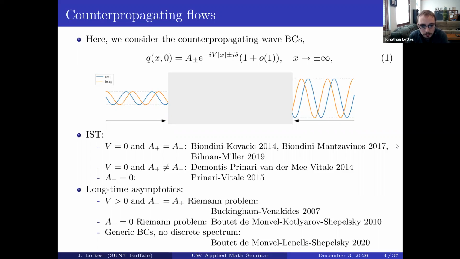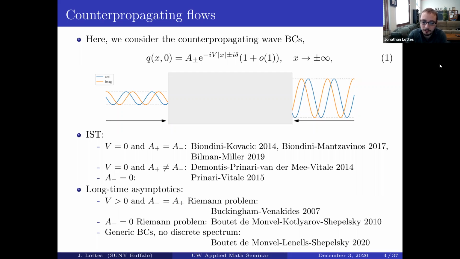In 2007, Buckingham and Venakides did long-time asymptotics for the Riemann problem. So that is a step-like, explicit potential, there for positive velocity. In 2010, Boutet de Monvel, Kotlyarov and Shepelsky handled the one-sided Riemann problem.